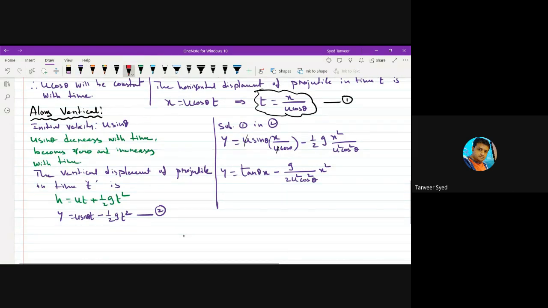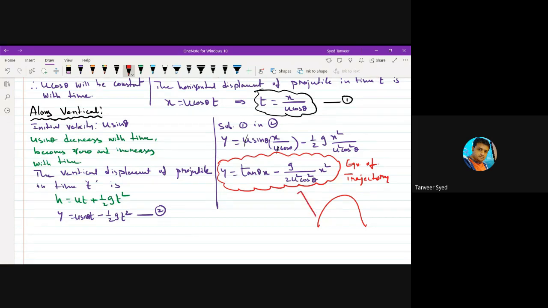This is a very important relation, which we call the equation of trajectory. Trajectory means path followed by the body. That path followed by the projectile is mathematically given by this equation. We have equations for different shapes. For straight line, there is an equation. For circle, there is an equation. For the ellipse, there is an equation. For parabola, there is an equation. This is the equation of a parabola.